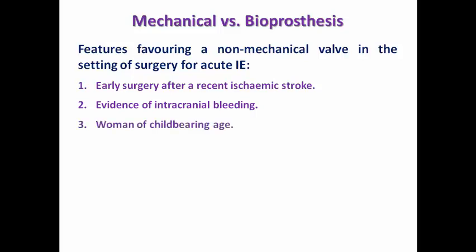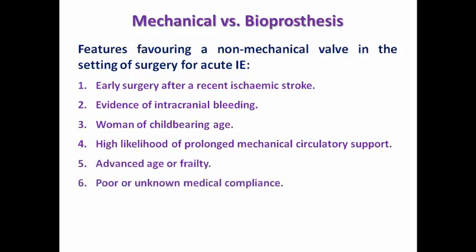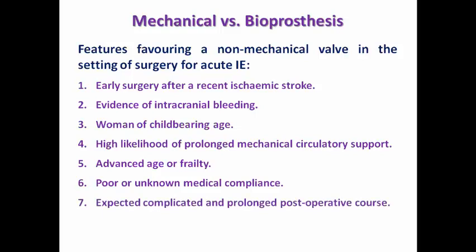Women of childbearing period, in this case the bioprosthetic valve is preferred. High likelihood of prolonged mechanical circulatory support: the risk is lower with bioprosthetic valves. Advanced age or frailty: the patient may have unknown compliance to oral anticoagulation, so I should prefer a bioprosthetic valve. And if I expect a complicated or prolonged postoperative course, the bioprosthetic valve has a lower risk of morbidity.